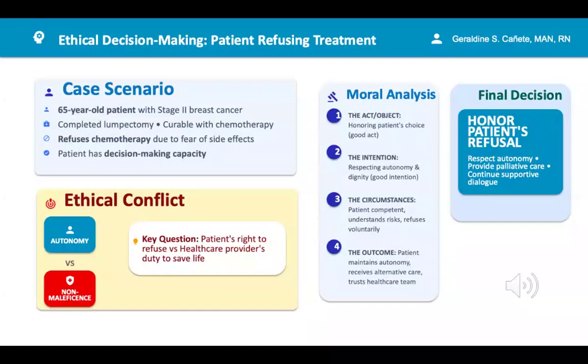Now, I want you to think about some specific strategies that you think you could use to provide supportive dialogue and palliative care to this patient. How can you help her to cope with her fears and anxieties? How can you ensure that she feels respected and supported, even if you disagree with her decision? So I want you again to take note of your thoughts, your reflections about this in your journal, and revisit them from time to time as you go on with your nursing journey. Okay.